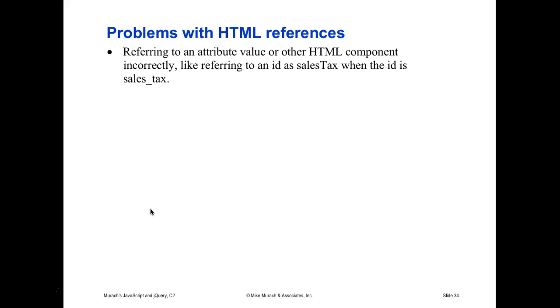There's also problems with HTML that will affect our JavaScript. If we have bad HTML and we try to access an element and that element doesn't have a closing tag, we might not be able to access that element with JavaScript. For example, if we had an ID called salesTax with a capital T, which we're used to with variable names, and the HTML itself is not consistent with our JavaScript variable names. So let's say the ID is sales_tax. Then there would be a mismatch and we would not be able to access that ID and its values.